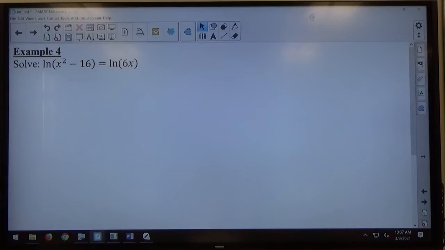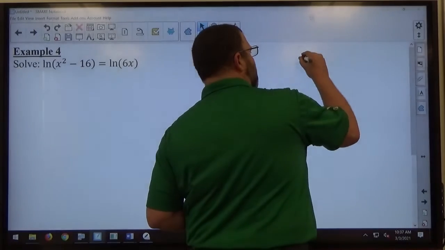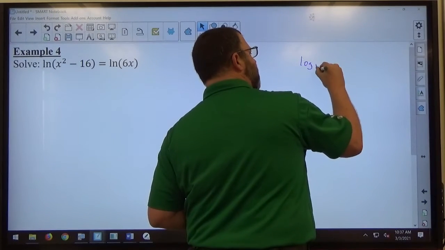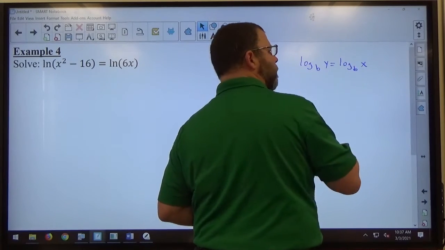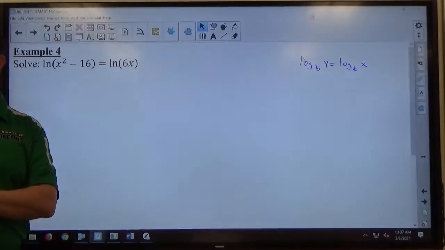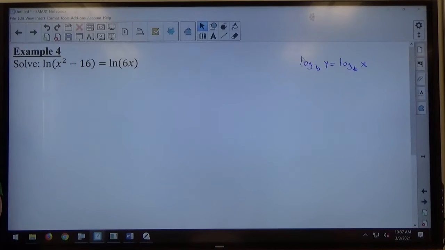Okay, so example 4 here, we're supposed to solve this logarithmic equation. And there are two places you want to get to in a logarithmic equation. Position 1 is log base b of y equals log base b of x. So one log equals the other log. There's nothing else going on in the problem.